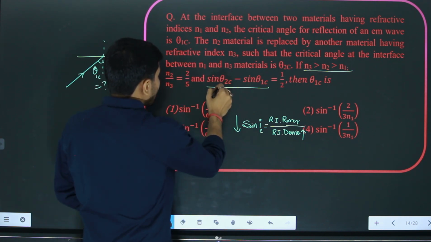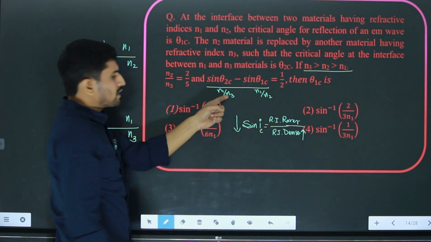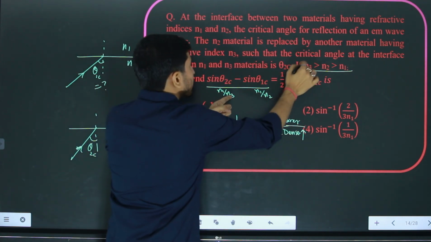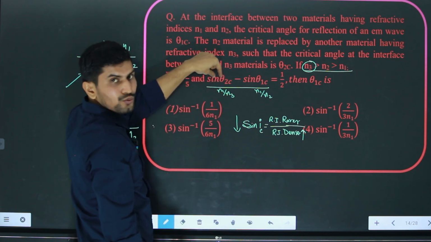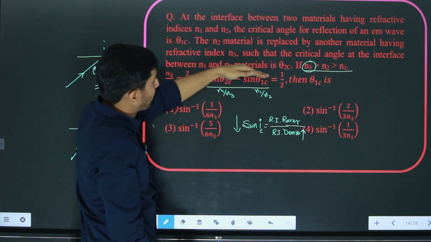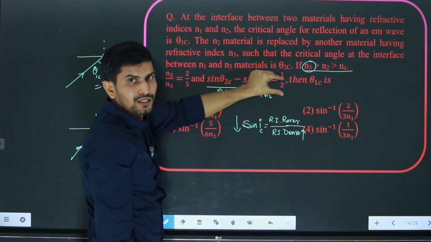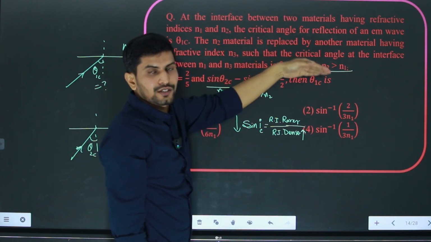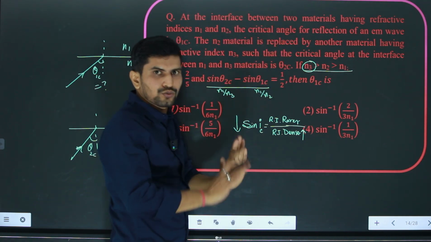And in this case, this will be equal to n1 by n3 and this will be equal to n1 by n2. Now look, since n3 is more according to this statement, therefore this sine of theta 2c should be less and this should be more. Therefore, this subtraction cannot have a positive number, it should have a negative number. So these two statements are contradictory to each other. Therefore, the question is a misframed question. We cannot do the solution.